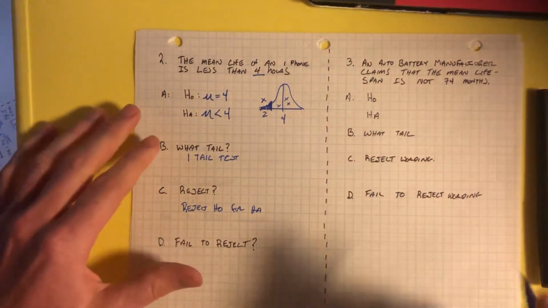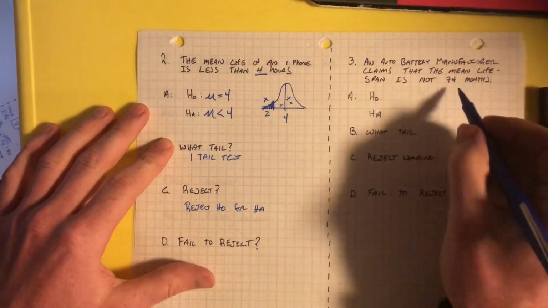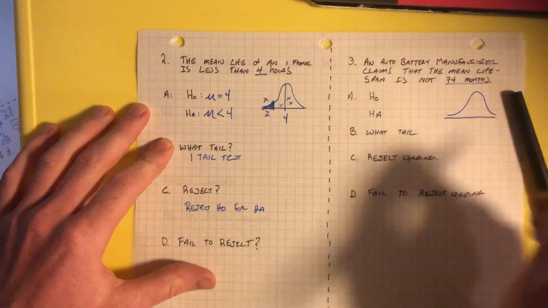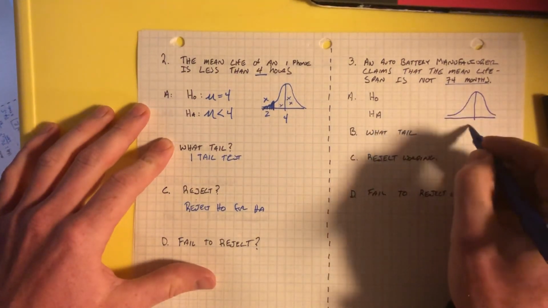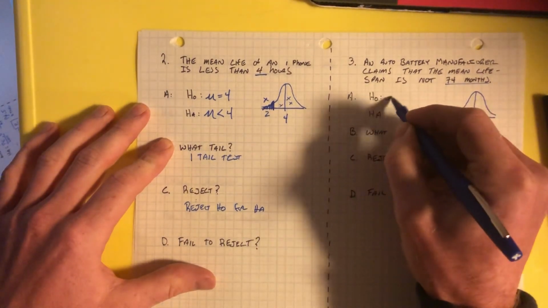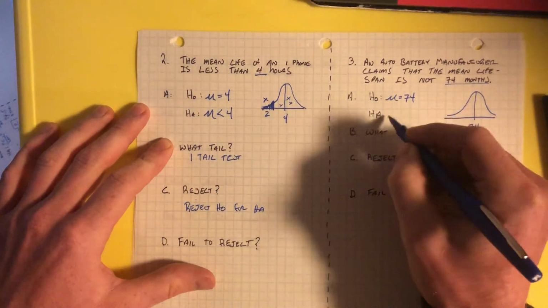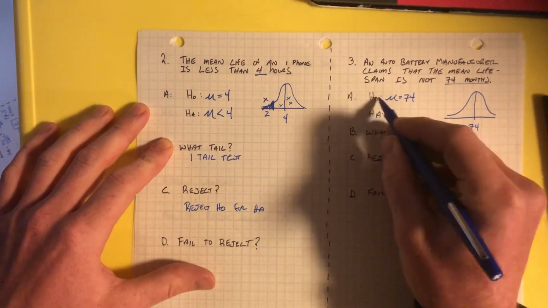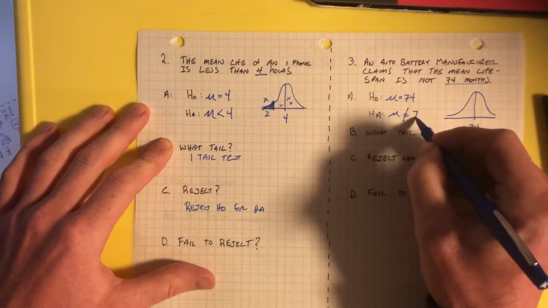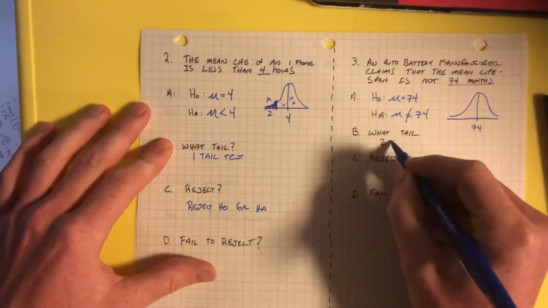An auto battery manufacturer claims that the mean lifespan is not 74 months. So again, what you're going to do is you're going to draw your little curve here, right? 74 months will go in the middle. And this is going to be a mean because we're talking about lifespan here. It's not a proportion, so mean equals 74 months. Notice the null hypothesis is always going to be mu equals something. And then this one is actually going to be a two-tail test. Mu does not equal 74. So this is a two-tail.